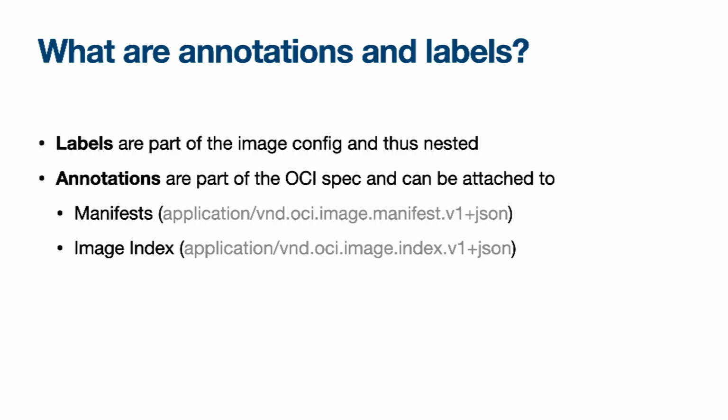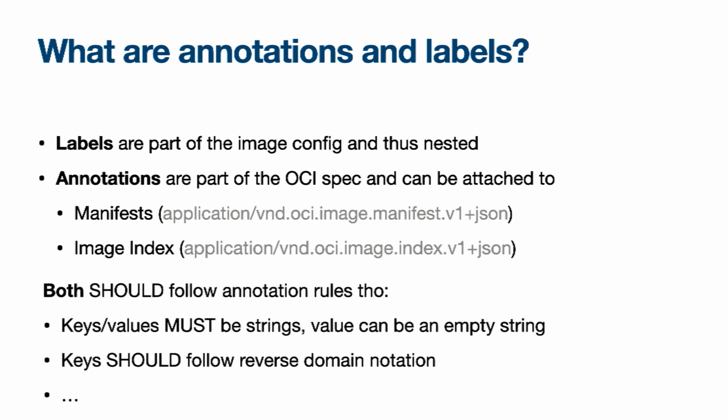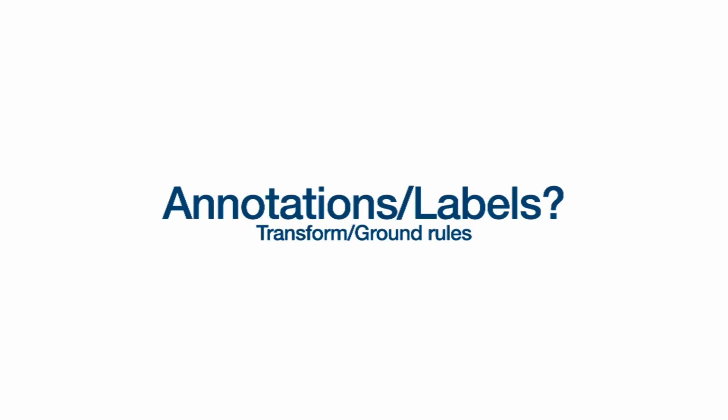So labels are part of the image and nested in the config object, and annotations are part of the OCI spec, and we can attach them to manifests and also to image indexes. I'll touch on this later in the slide as well. Both should follow the annotation rules. There are a bunch of rules, but the most important piece is they must be strings, key-value pairs, and the values can be an empty string, and the keys should follow the reverse domain notation, like org.opencontainers.whatever. But they don't need to, right?